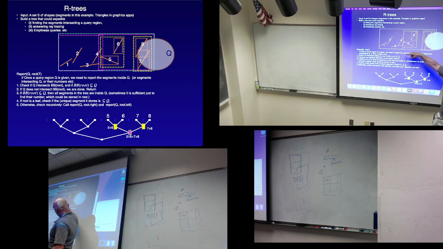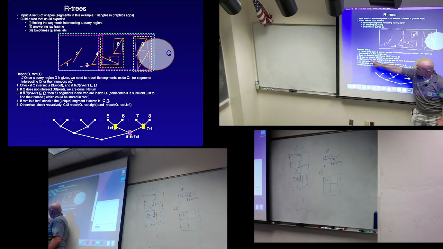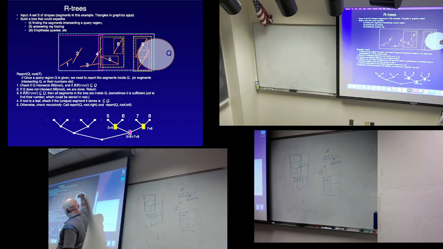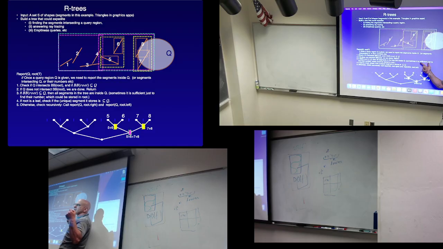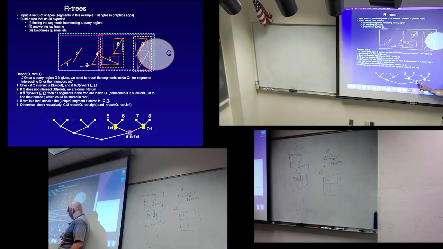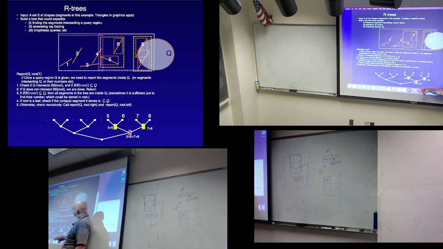So if Q does not intersect the bounding box of the root, then we are done and return. If the bounding box of the root is fully inside Q, then all the segments in the tree rooted at the root are inside Q. It's going to be recursive. I'll ask you something about the tree rooted at this purple node, and you're doing just the same. You're talking about the segments that correspond to the subtree rooted at this purple guy.